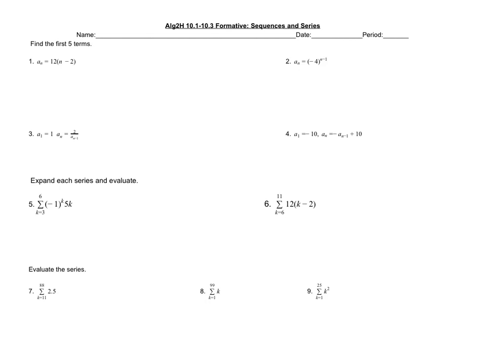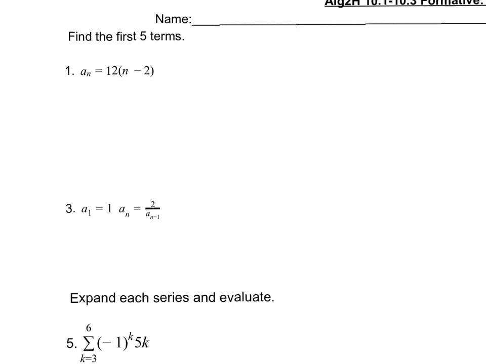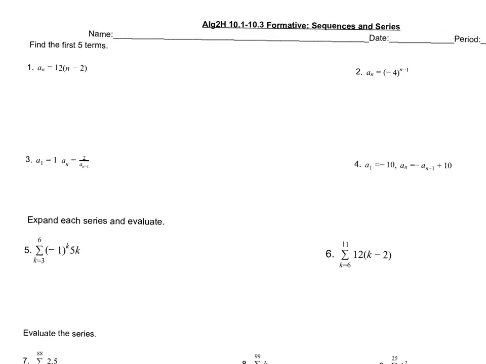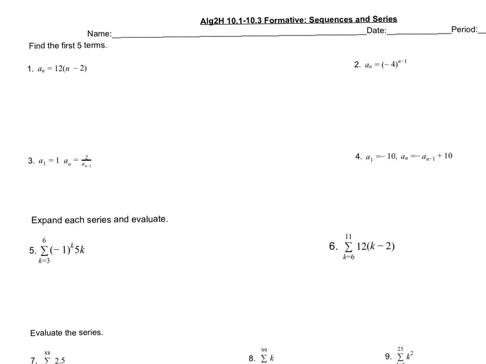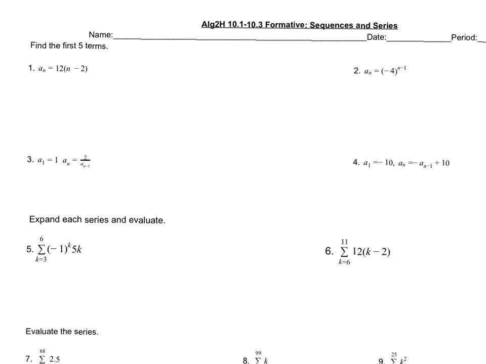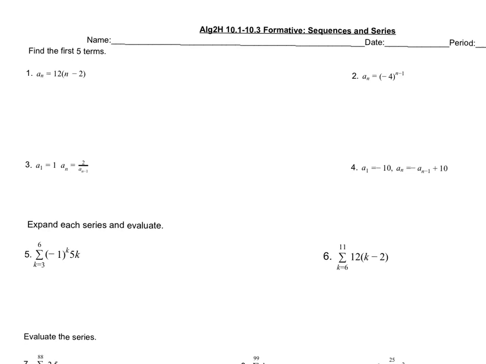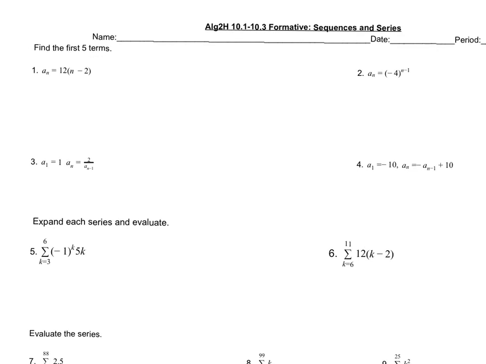All right, so to find the first 5 terms, we're going to plug in 1. So a_1 is going to be 12 times 1 minus 2. So that's 12 times negative 1.